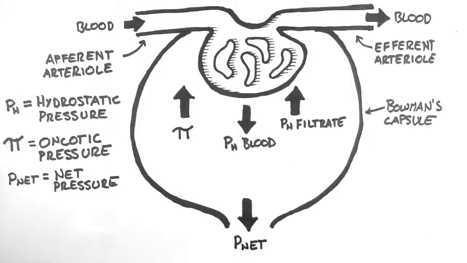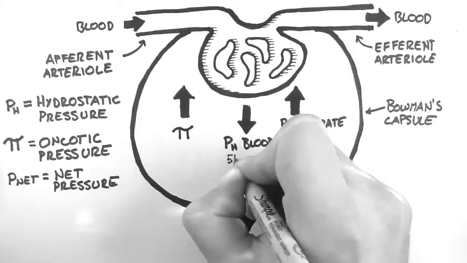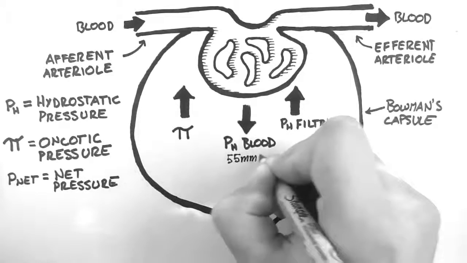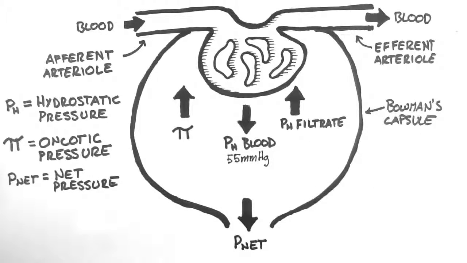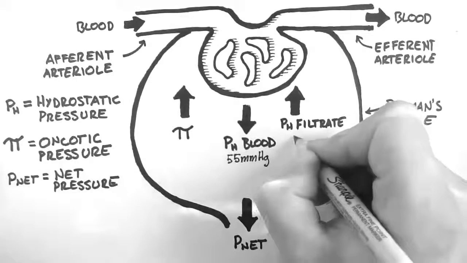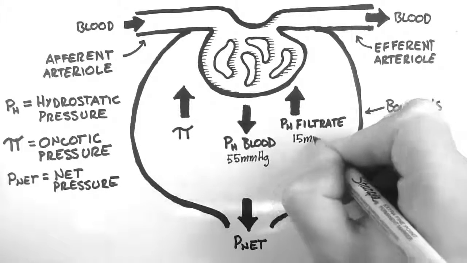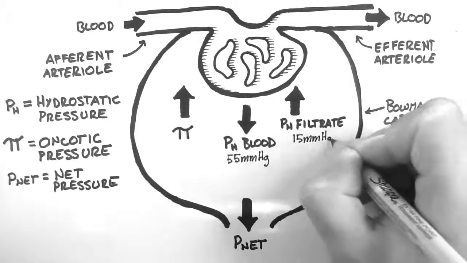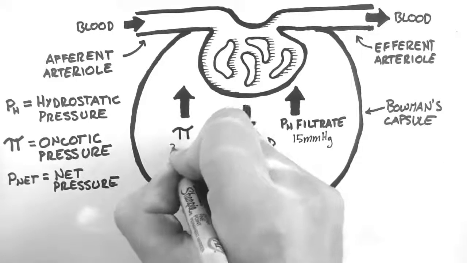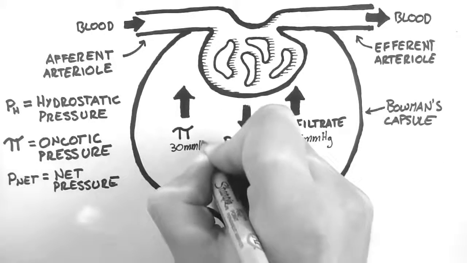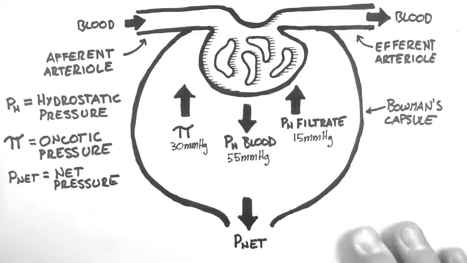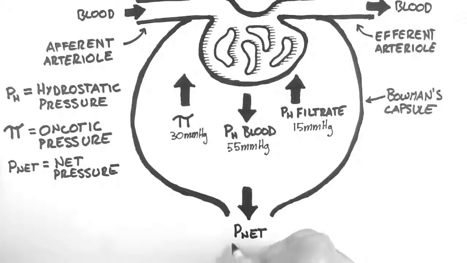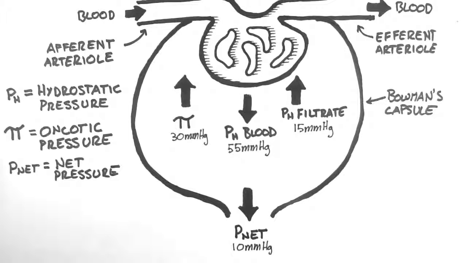Now for some specifics. In a normal healthy adult, the hydrostatic pressure of the blood in the capillaries is about 55 millimeters of mercury on average. The hydrostatic pressure of the filtrate is about 15 millimeters of mercury, and the oncotic pressure is about 30 millimeters of mercury. This gives us a net pressure driving fluid out of the glomerular capillaries of about 10 millimeters of mercury.